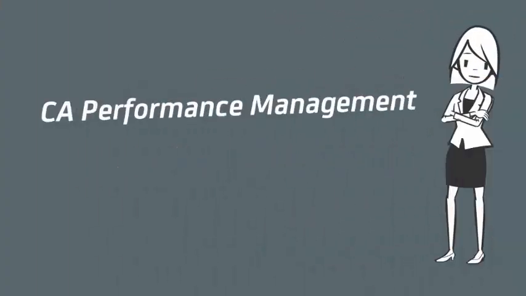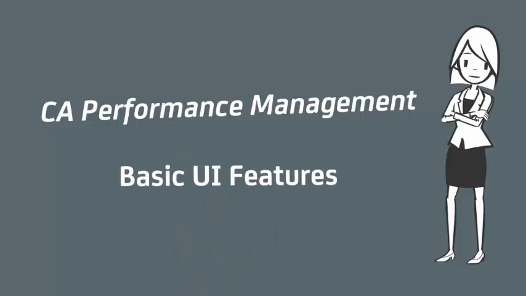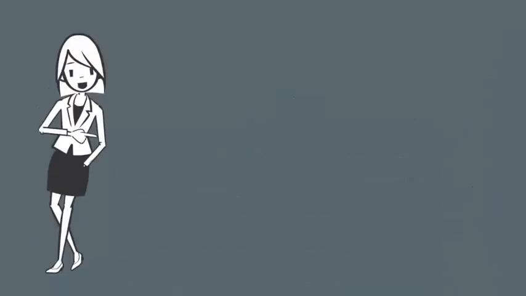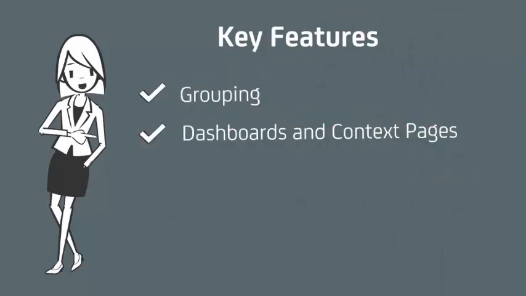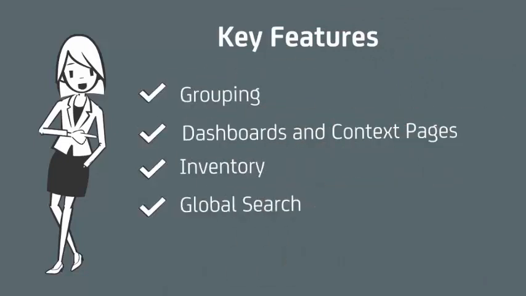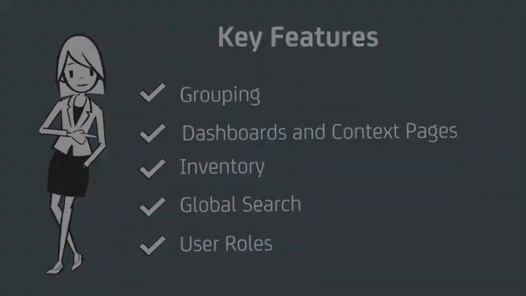Welcome to the CA Performance Management video Basic UI Features. CA Performance Center, the user interface component of CA Performance Management, has many robust features designed to effectively monitor your infrastructure within your organization. This video highlights several of the key features of the UI interface, such as grouping, dashboard and context pages, inventory, global search, and user roles.